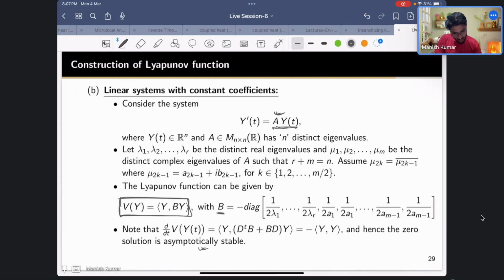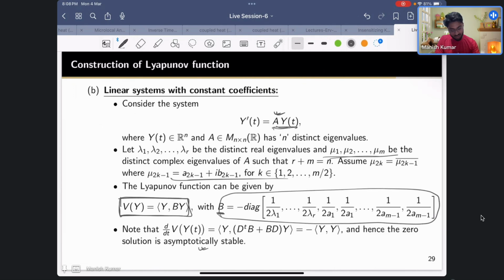All of these things have been written just so that I can write this matrix. It is just a way of writing; this line was written just to write this matrix P. So if you arrange your eigenvalues in this fashion, then you can write the Lyapunov functional in this way, where the matrix B is given in this way. And in that case the zero solution is asymptotically stable.